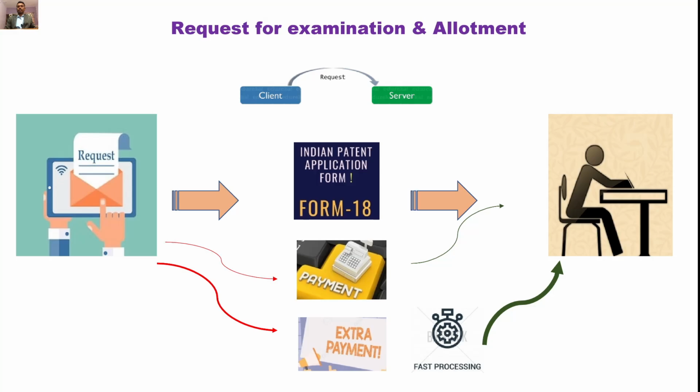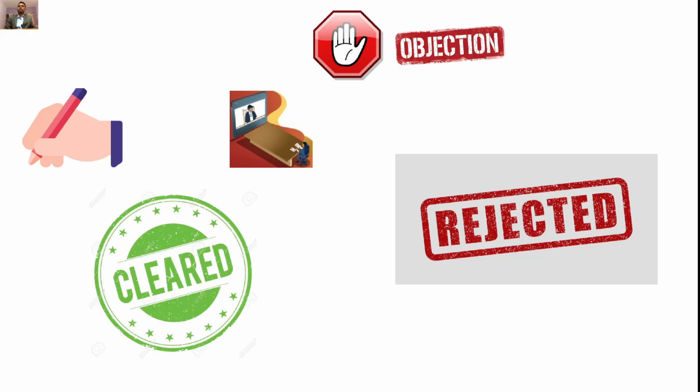So there are only two possibilities: either grant or reject. You will get plenty of opportunities to satisfy the examiner, first of all through writing, by giving your clarifications against the objections raised, and if still not satisfied, definitely you will be called for a face-to-face meeting through video conferencing.